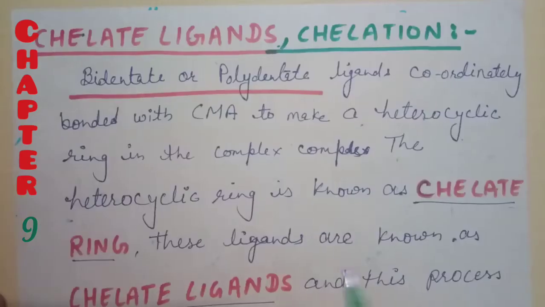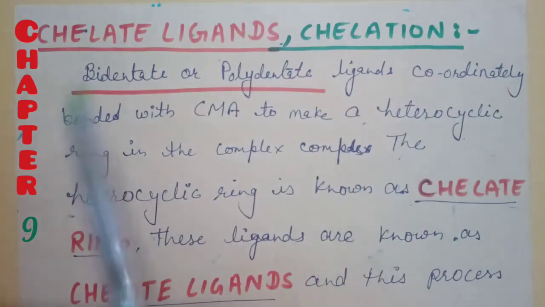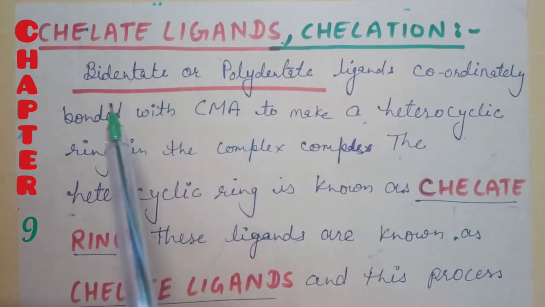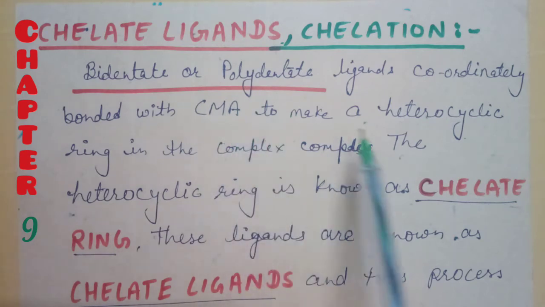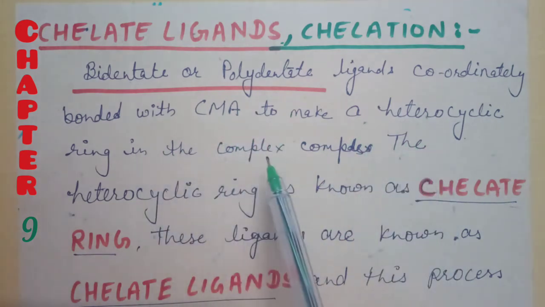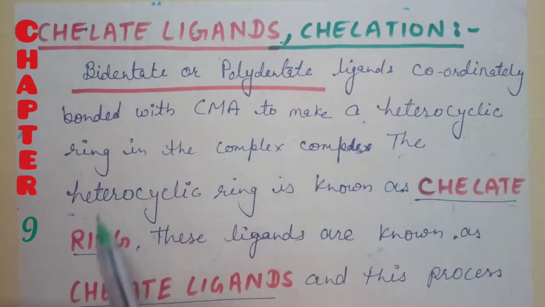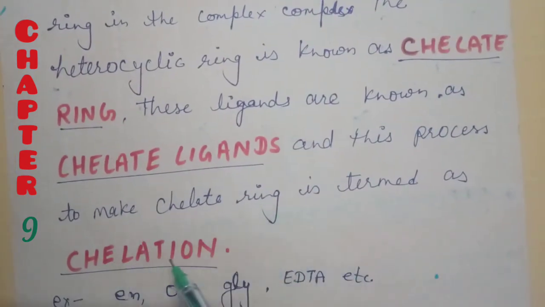Clear? Now the second and very important topic is chelate ligands and chelation. Chelate ligands are the bidentate or polydentate ligands. When bidentate or polydentate ligands form coordinate bonds with the same central metal atom, then a heterocyclic ring is obtained. This heterocyclic ring is known as a chelate ring. These ligands are known as chelate ligands, and this process of making a chelate ring is termed chelation.